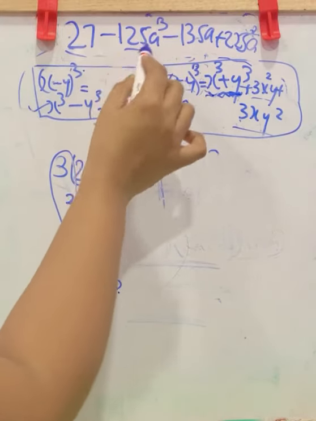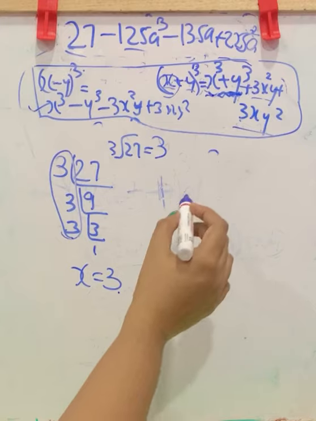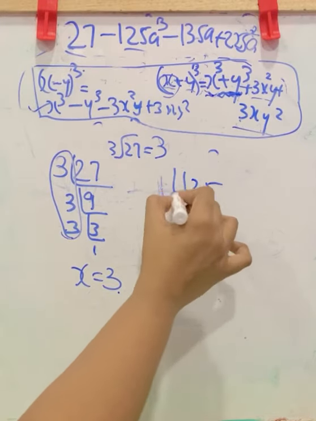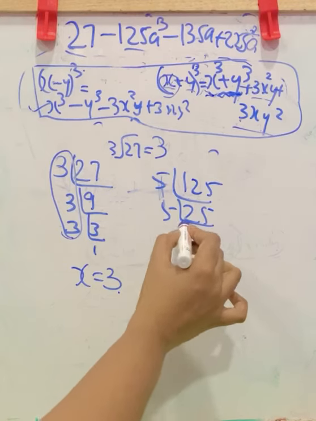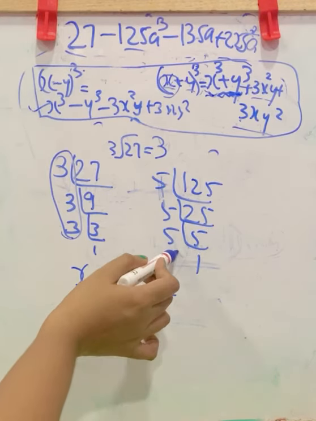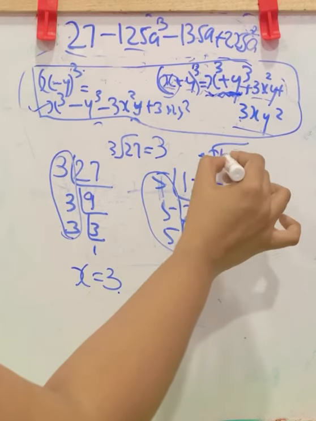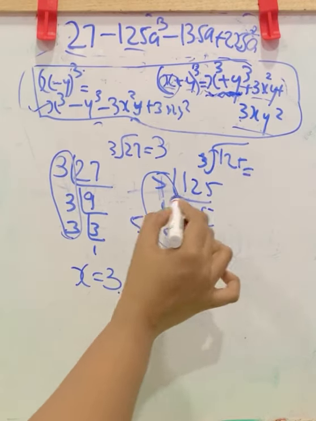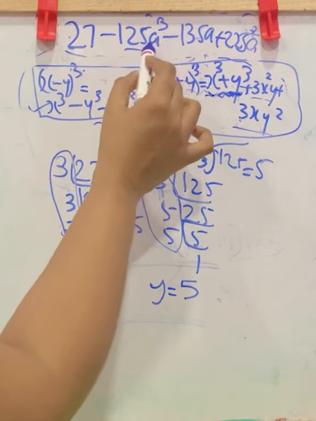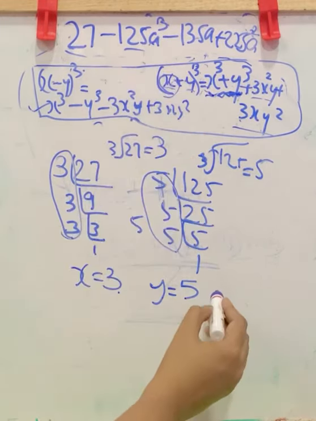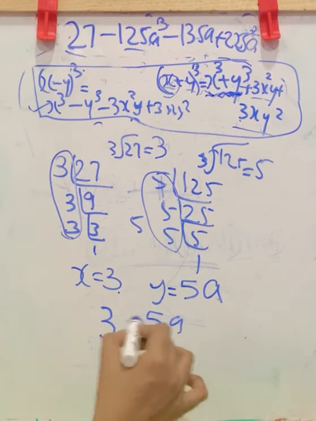The cube root of this term is x. Now the cube root of this term will be y. Before that we want to find the cube root here. 125: that is 5, 25s are 125, 5 fives are 25, 5 ones. Now for these 3 fives you will take the cube root of 125 as a single 5 here. So y is 5 and the variable a is along with it. The cube root of a cube will be a. So how will you write? 3 and 5a. This is x and y.